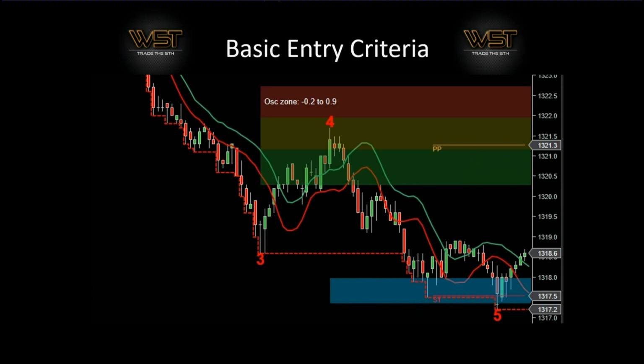So, basic entry criteria. Once we have everything set up, our stars aligned if you like, we've got to look for the stop loss 2 ticks past the wave 4. We're going to keep it nice and tight. Remember, we're not interested if it goes up high there. We need that stop loss in.